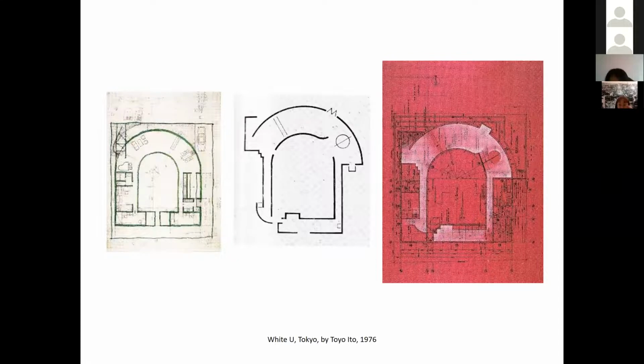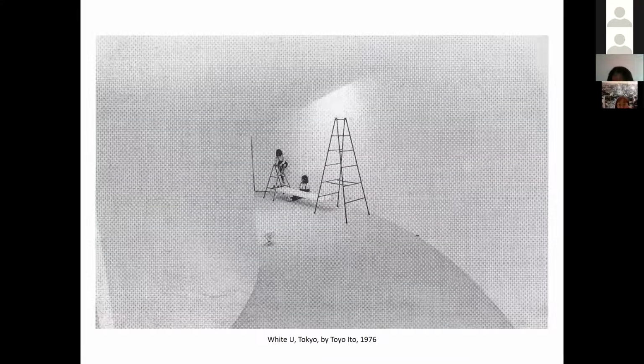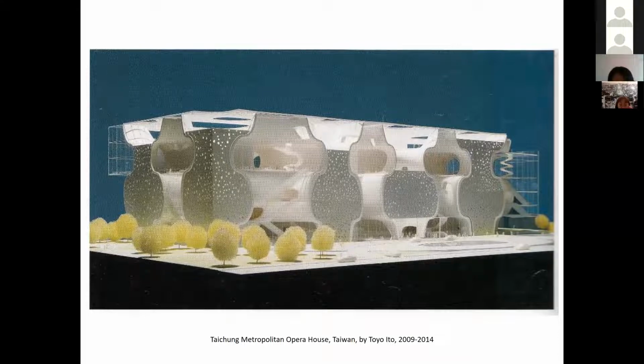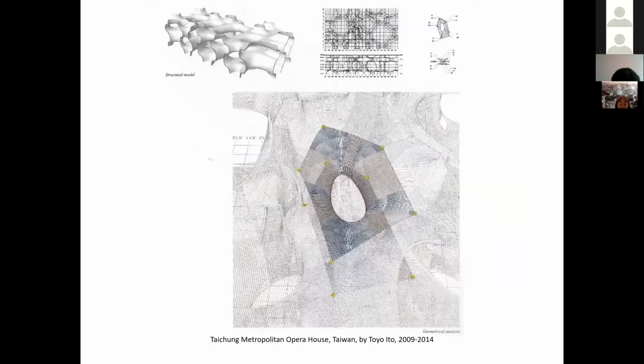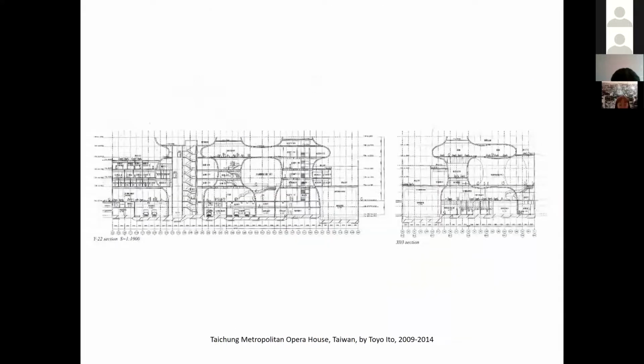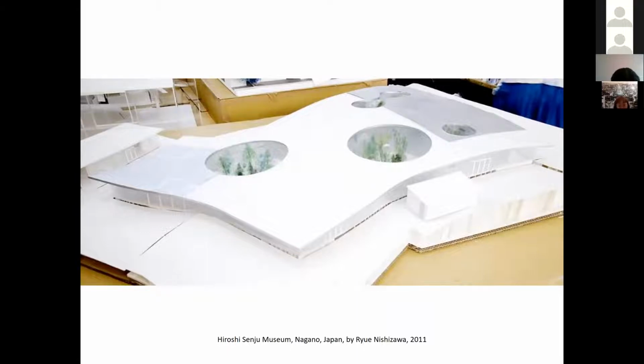So looking at this thread of intervention, he then built the Taichung Metropolitan Opera House with the same idea. You are adding a new kind of language instead of Cartesian or something very defined. You have a very topological space. And in the same kind of idea, the Hiroshi Senju Museum by SANAA.